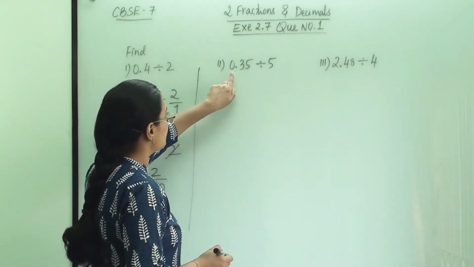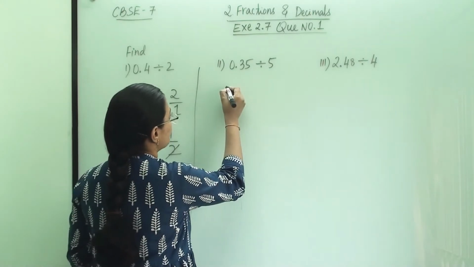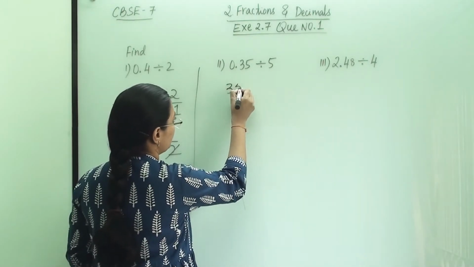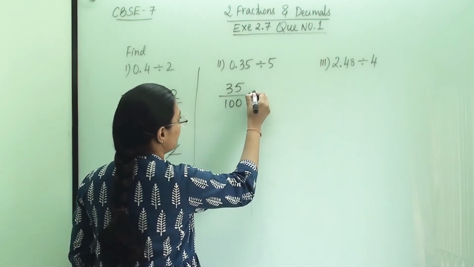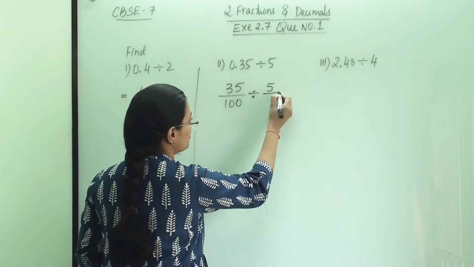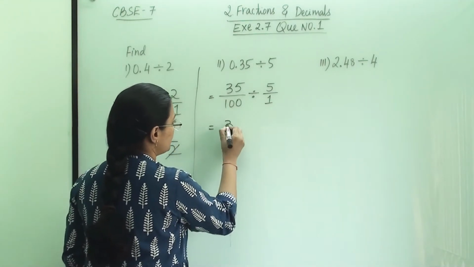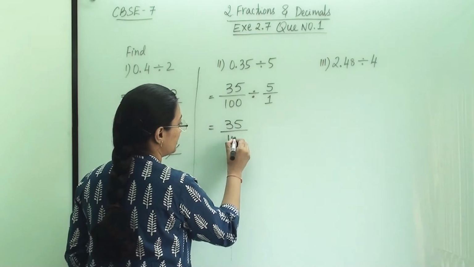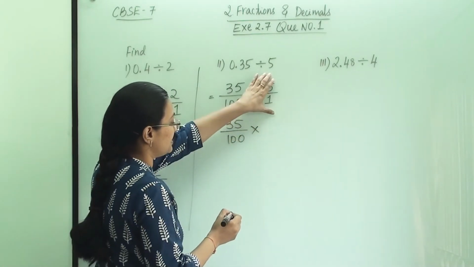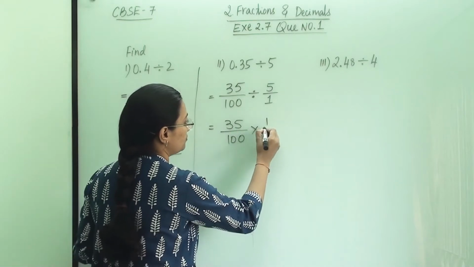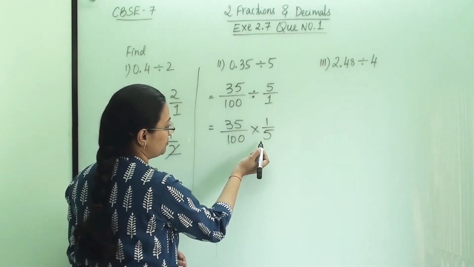The next is 0.35 divided by 5. Let us convert this into its fraction form, that is 35 divided by 100. Then divided by 5, and this is a whole number, so divided by 1 will be there. Now let us convert this division sign into a multiplication sign, and then write the second fraction in its reciprocal form. So 5 by 1 has become 1 by 5.